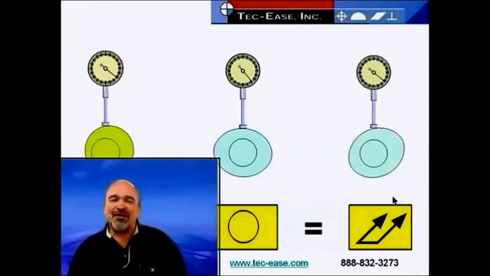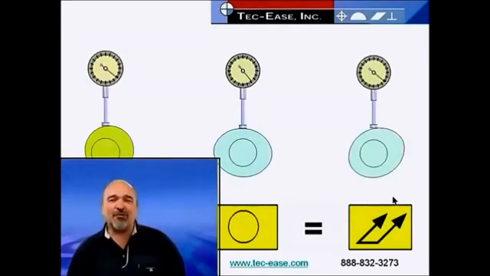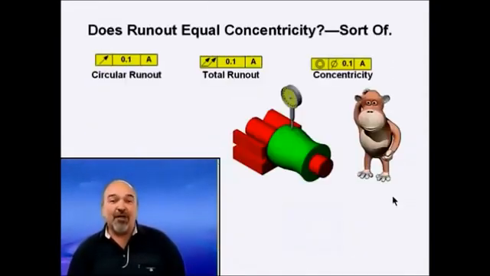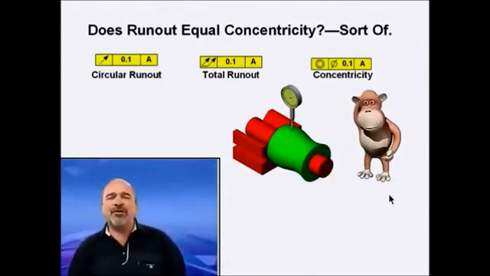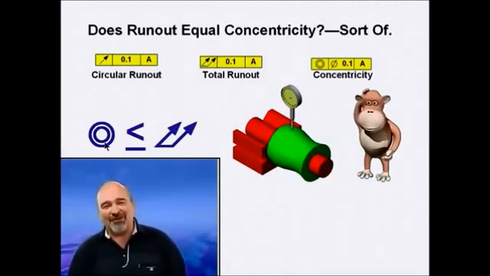The concentricity error must be less than or equal to the measured total runout. So, if the total runout measurement does not exceed the specified concentricity tolerance, the part is good. No need to double the measurement or divide by 2.